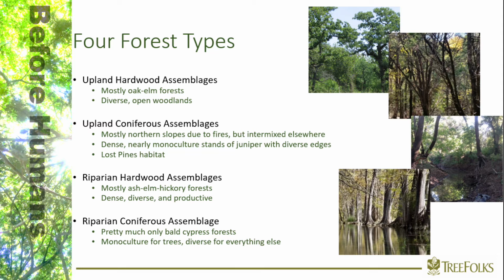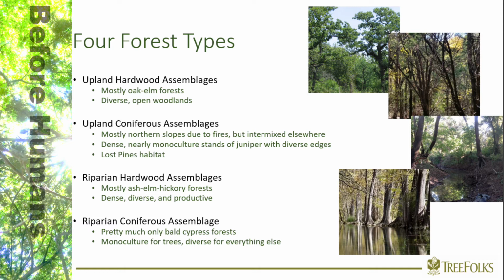The second is the upland coniferous assemblages. There are really only 2 options for these in Central Texas, and they are both juniper woodlands. The first and most common is the ash juniper woodland found to the west of Austin in the hill country. The second, the eastern red cedar woodland, is found to the east of Austin. Both create dense monocultures and a toxic soil that suppresses growth in other plants. Growth suppression helps the junipers because it prevents a lot of fires.